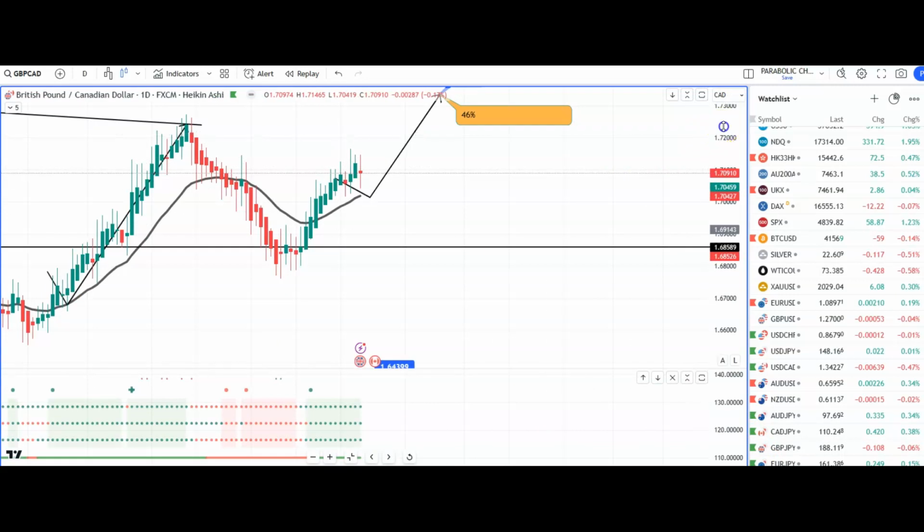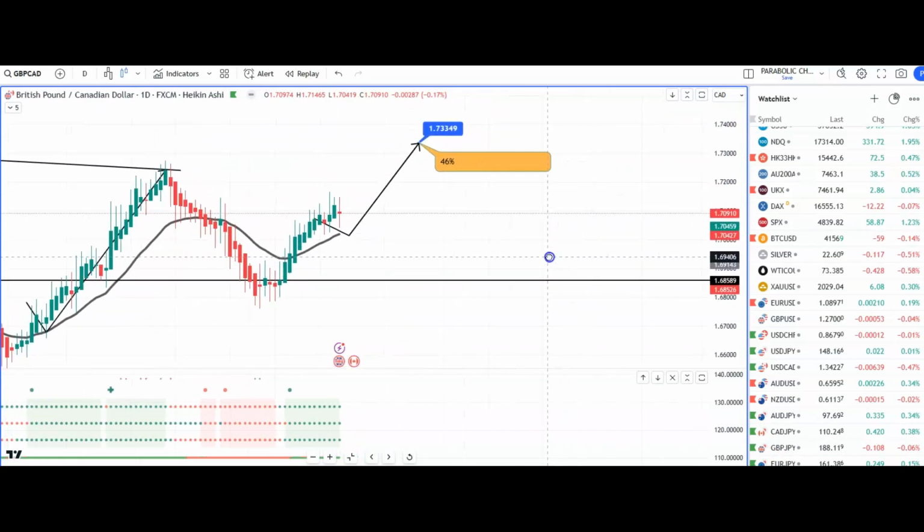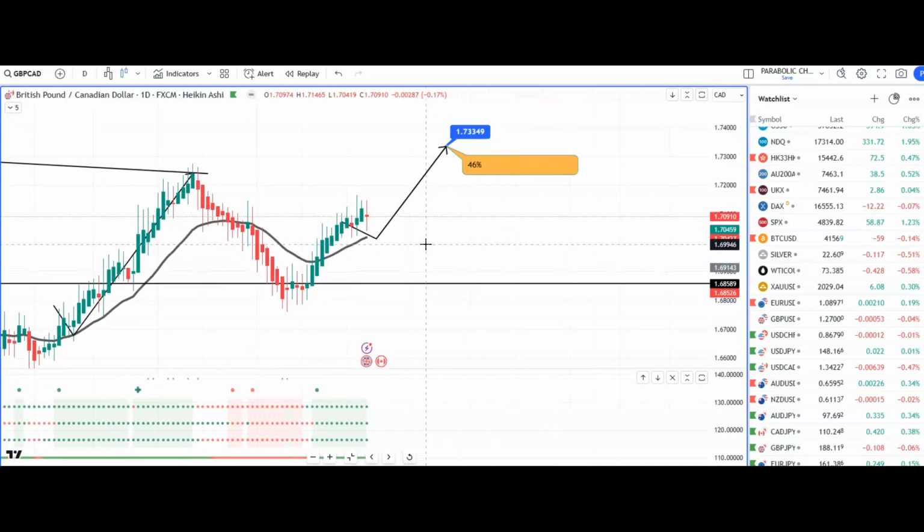Pound Canadian is also parabolic to the upside. This is fantastic. There's a lot of money to be made this week, guys. So if you're not a member, then pop in and I'll give you the stops. I'll give you the targets every day. Any kind of pullback on the Pound Canadian is going to continue up. All the buyers are in, 173.34, 46% chance.